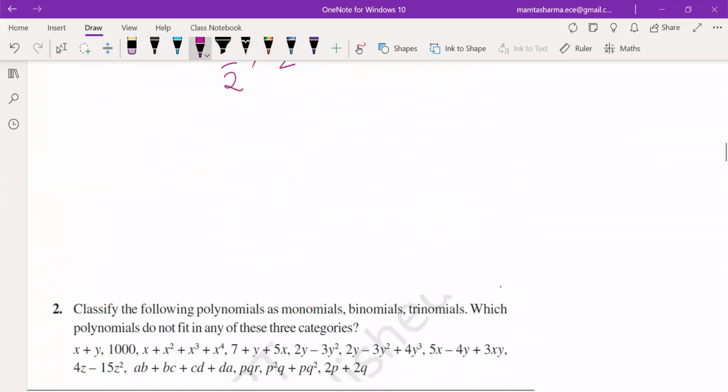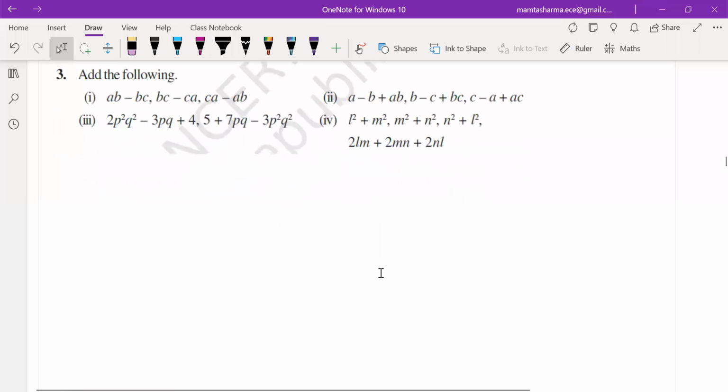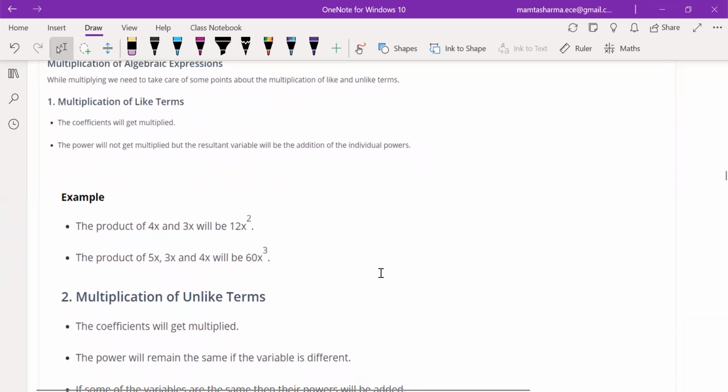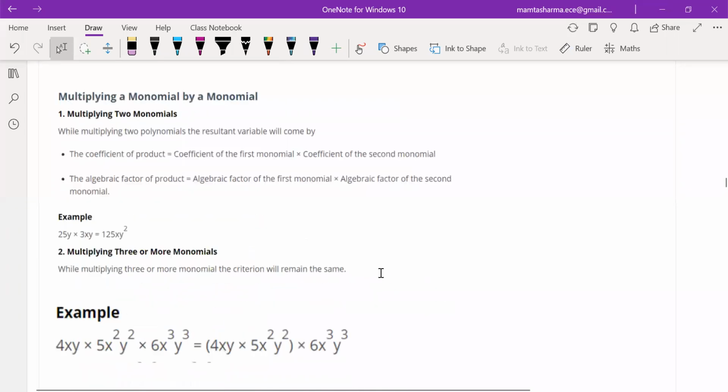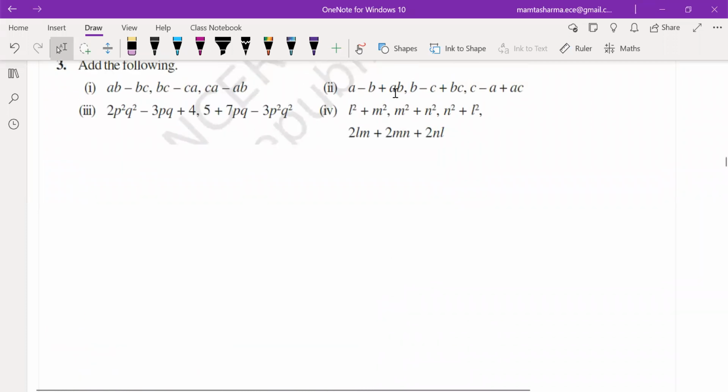Ma'am, at 8 o'clock we have another class. Okay, so I think this is enough for today. We'll continue the same. We'll solve the questions, and how to multiply the algebraic expression, how to divide the algebraic expression, we'll see in the next chapter. What is your next class? Science, ma'am. Okay, no problem. I think it is enough for today. Bye, everyone. Thank you, ma'am. Bye.